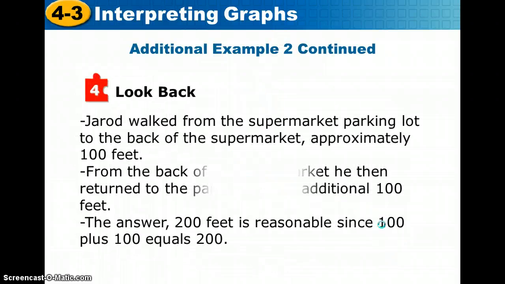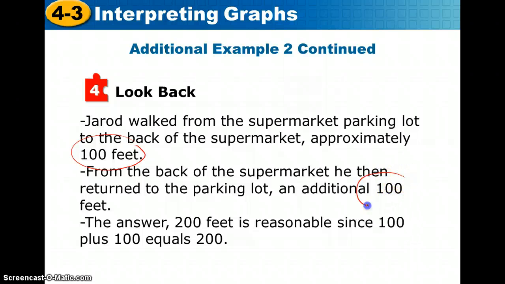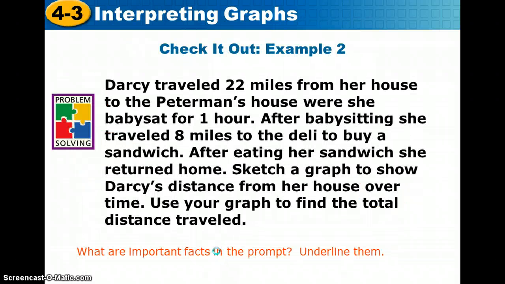Well, let's see if it makes sense. If Jared walked from the supermarket lot to the back of the supermarket, it's about 100 feet, not counting his weight. We don't care about his weight for his distance. And another 100 feet to get back to his car. So 100 plus 100 equals 200. All right, let's try another one.